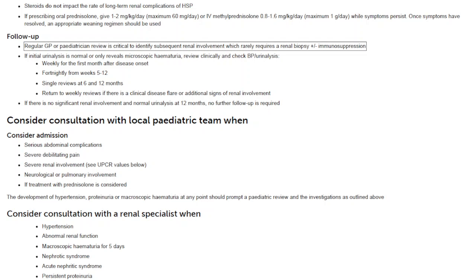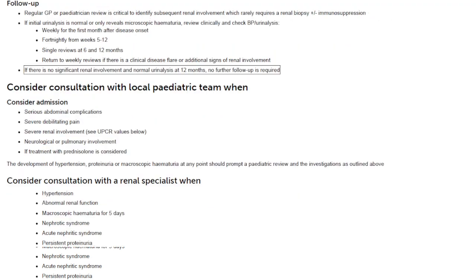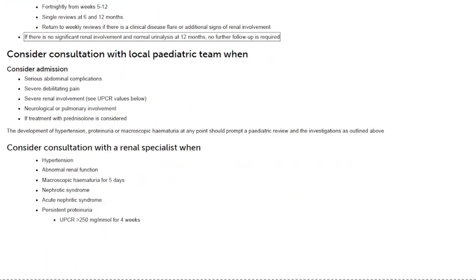Follow-up. Regular GP or pediatrician review is critical to identify subsequent renal involvement, which rarely requires a renal biopsy/immunosuppression. If initial urinalysis is normal or only reveals microscopic hematuria, review clinically and check BP/urinalysis weekly for the first month after disease onset, fortnightly from weeks 5 to 12, and single reviews at 6 and 12 months. Return to weekly reviews if there is a clinical disease flare or additional signs of renal involvement. If there is no significant renal involvement and normal urinalysis at 12 months, no further follow-up is required.